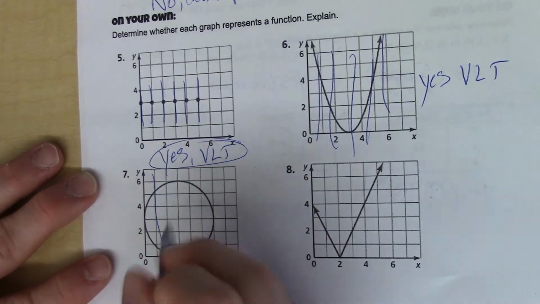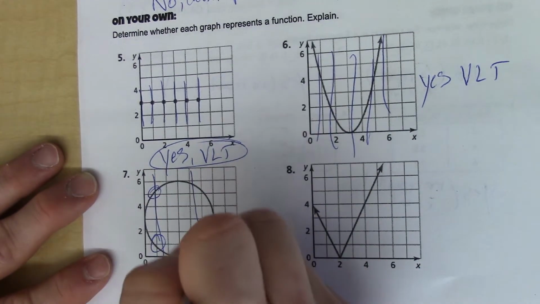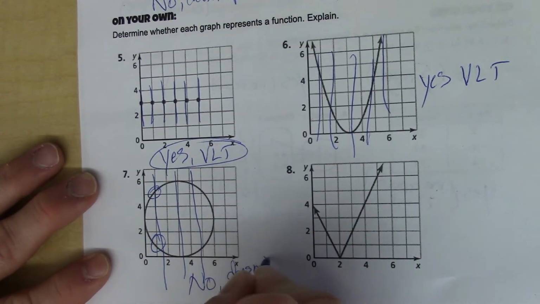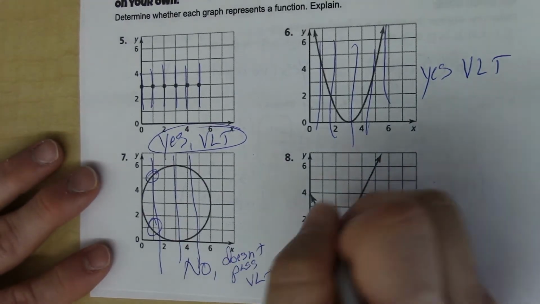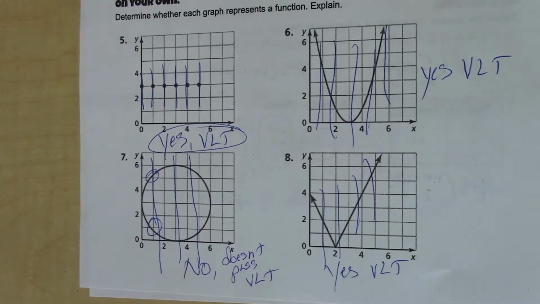This one here, oh, I go through more than one time in this circle, right? More than one time, more than one time. All of those make this a no, doesn't pass VLT. Okay? And then for this one, yeah, that passes. So yes, VLT. Okay? Vertical line test.